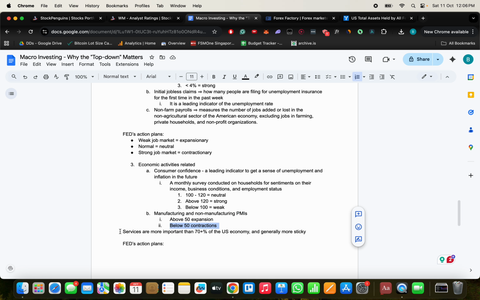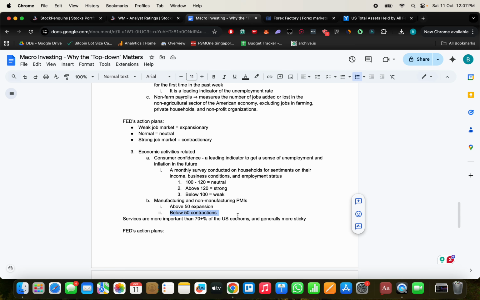But in this case, I think services are more important because they contribute about 70% of the US economy, and generally they are more sticky, right? The services PMI. So you can use these economic activities and consumer sentiments to get a sense of your potential inflation rate and unemployment rate, right? Generally, if the market is expanding, if there's a lot of general economic activity and consumers are confident, it could mean that inflation may start to go up sooner or later, and your unemployment rate may remain low, because businesses need to hire more to meet the strong demands by consumers who are confident in their current situation, right?